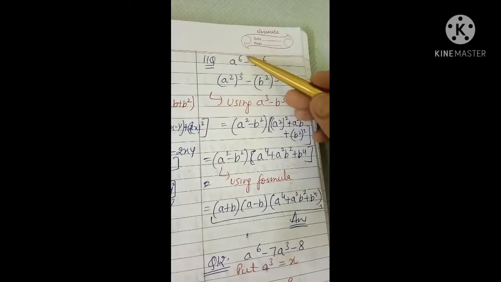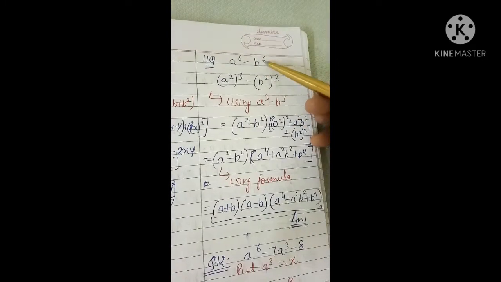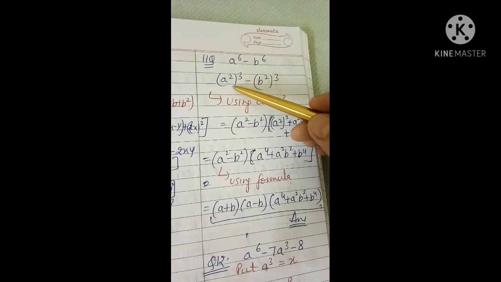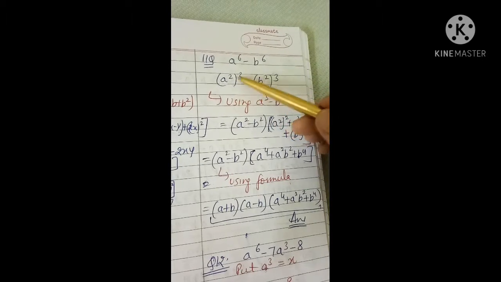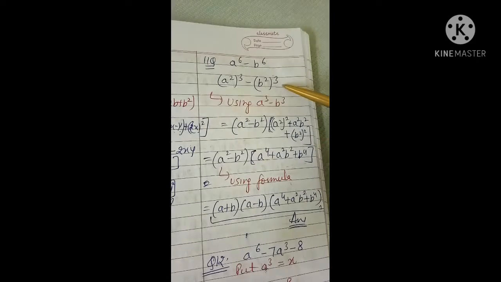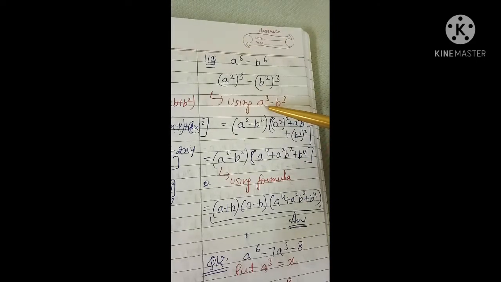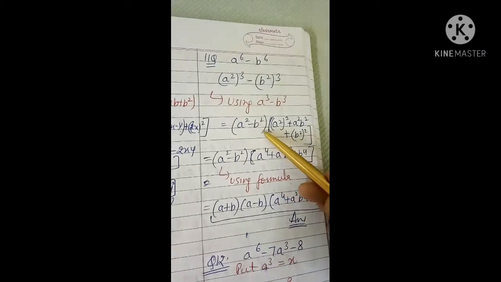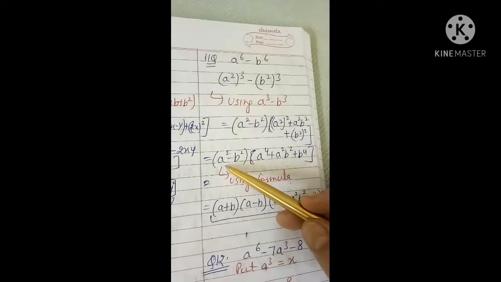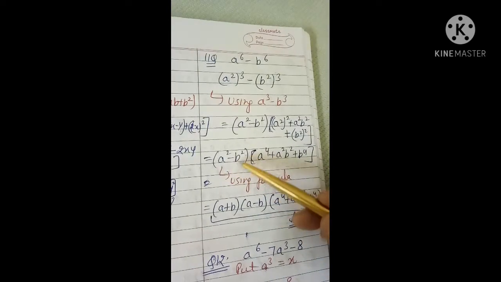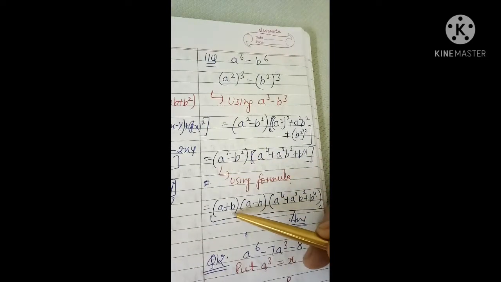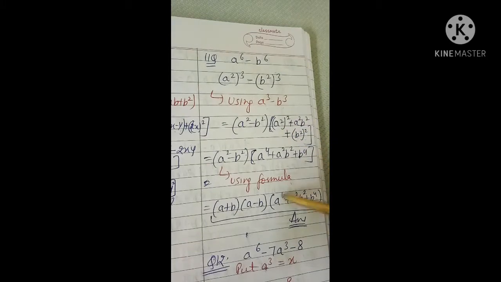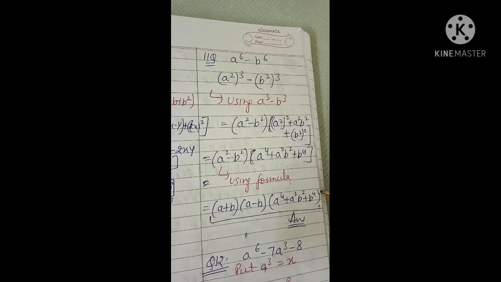11 is a raised to power 6 minus b raised to power 6. You can write it as (a square) whole cube minus (b square) whole cube. You can use the formula a cube minus b cube, that is (a minus b)(a square plus ab plus b square). A square minus b square, again you can use the formula (a plus b)(a minus b), and this you can simplify and we get this answer.